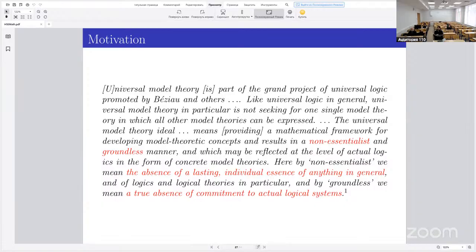So it kind of gives you a schema of developing model theories. Here by non-essentialist we mean the absence of a lasting individual essence of anything in general, which means, for example, if you ask what are formulas, it does not give an answer, because these are just elements of a set, that's all. And of logics and logical theories in particular, and by groundless we mean a true absence of commitment to actual logical strength. This is very important because this is where the institution-independent model theory differs drastically from abstract model theory based approaches, because these are mostly on concrete logical theory.